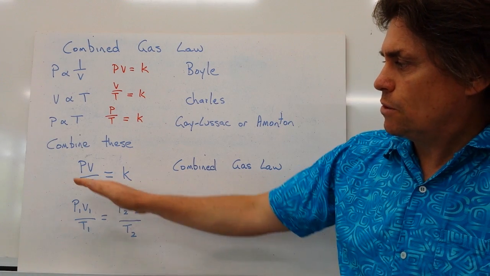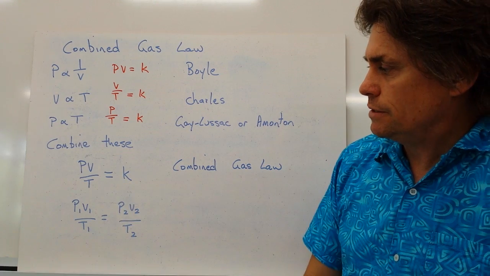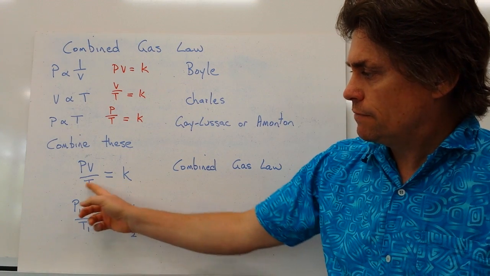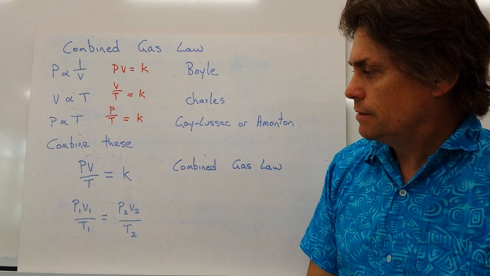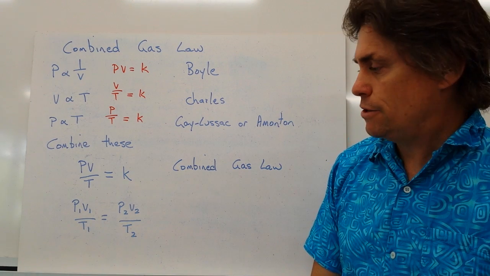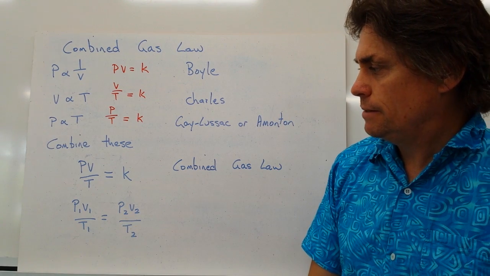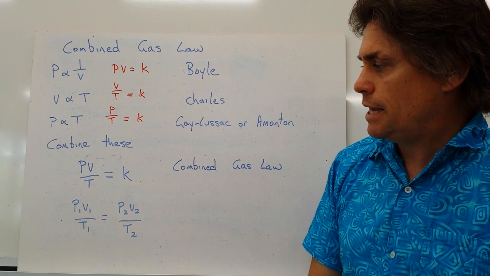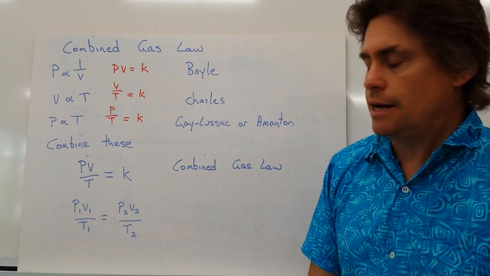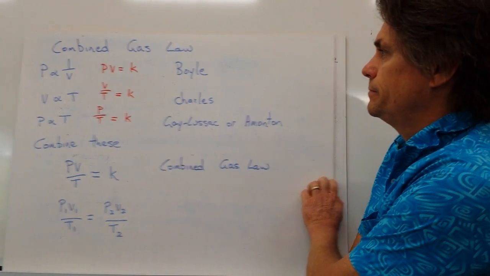If we adapt this equation, PV over T is always a constant, so we can have an initial set of conditions where we have a pressure, a volume and a temperature. If we adjust those three, we can have a final pressure, volume and temperature. And we can use this equation, our combined gas law, to predict an unknown. So let's have a look at how we might do this.